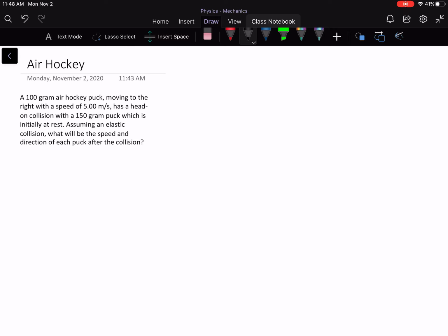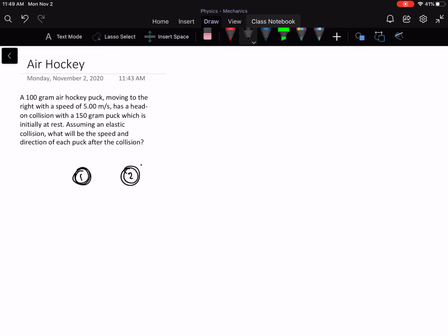A 100-gram air hockey puck moving to the right with a speed of 5 meters per second has a head-on collision with a 150-gram puck, which is initially at rest. Assuming an elastic collision, what will be the speed and direction of each puck after the collision? All right, first, a little diagram is in order. So let's call them number 1 and number 2.